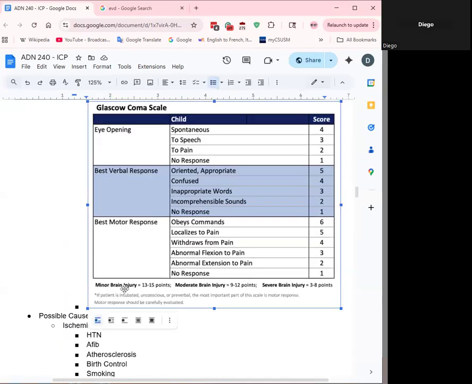Here as well, it does have a little guide of the possible brain damage that would be indicative of your numbers. So the lowest you can possibly get is a 3. So that's signifying severe brain injury. Person is possibly brain dead.